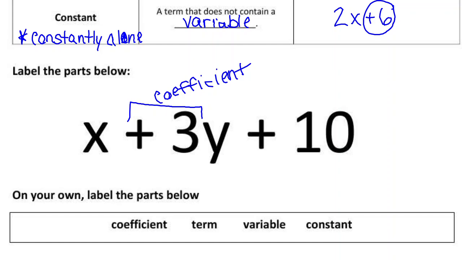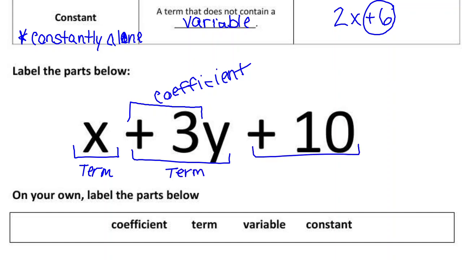Now we need to work with the terms. The terms are the chunks of the problem. There are 3 chunks in this problem. So there's term 1. Here's the second term, the second chunk. So I have plus 3y, so that's a term. And then the third chunk I have is this positive 10 or plus 10. So that's the third term. I have all my terms.